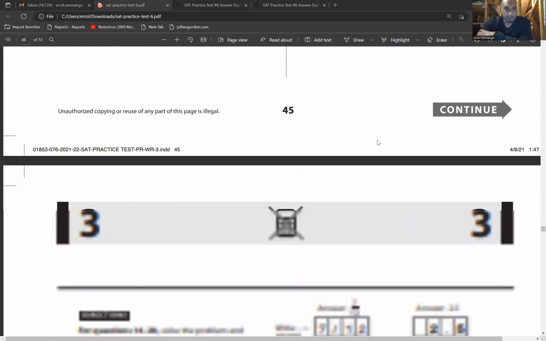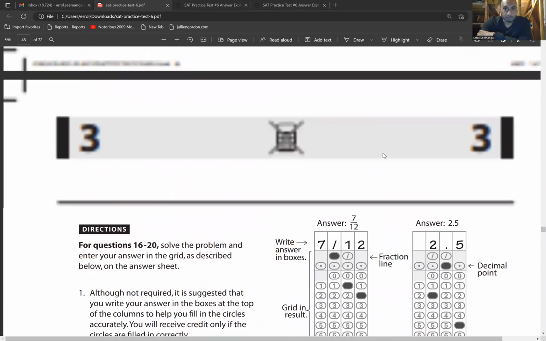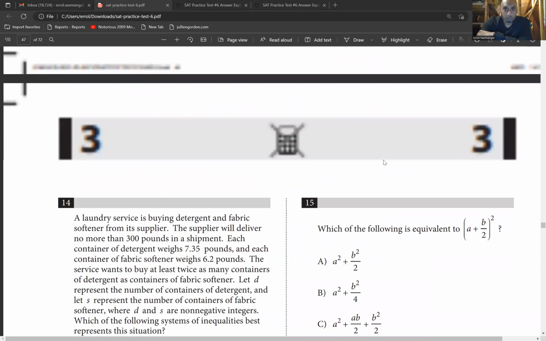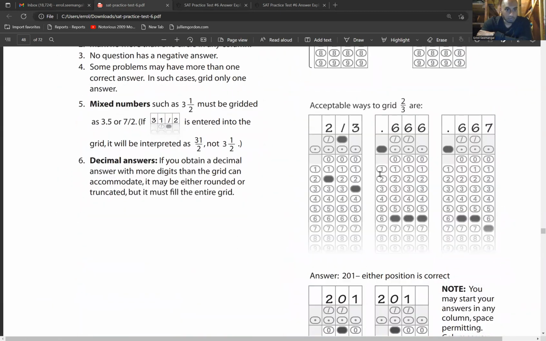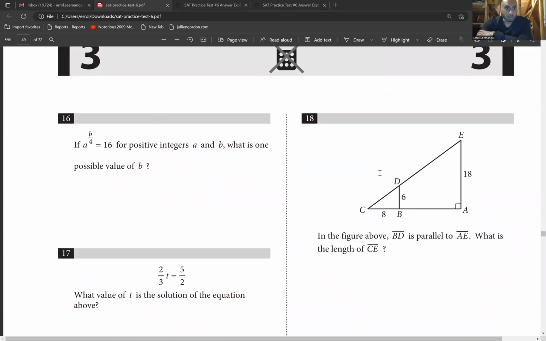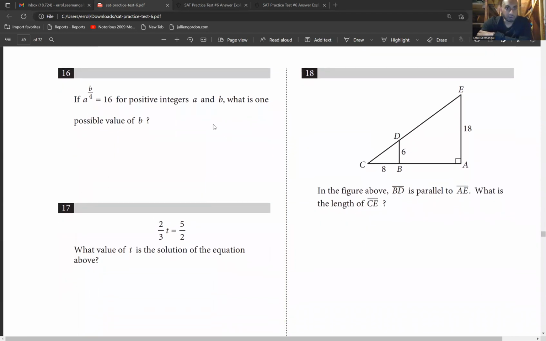All right, 15, 16. Oh, there's no 16. I know, you keep going. There's more. Oh yeah, okay. If A to the B over 4 is 16 for all positive integers A and B, what is one possible value of B? Just use your exponent laws on this one.